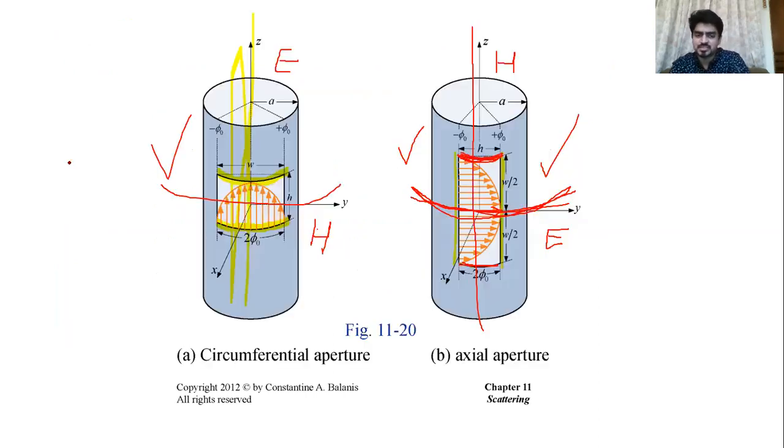And that can be achieved here in this case by the circumferential aperture, right? In the circumferential aperture, since our diffraction was more pronounced in the vertical plane, you will have a much broader beam width in the vertical plane. So that's why you would prefer this circumferential aperture over this axial aperture in that particular case.